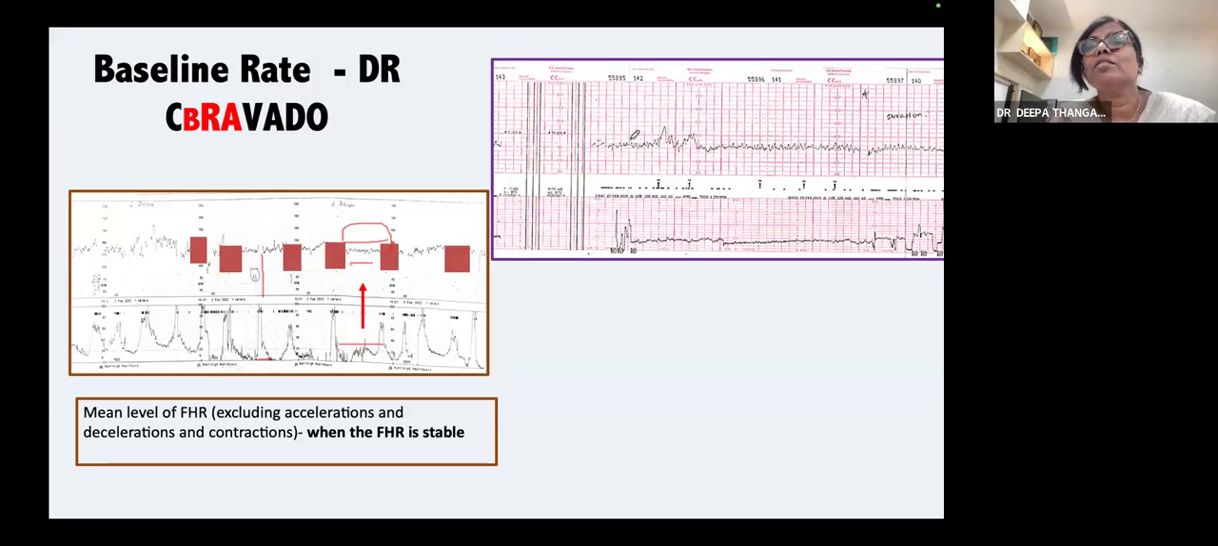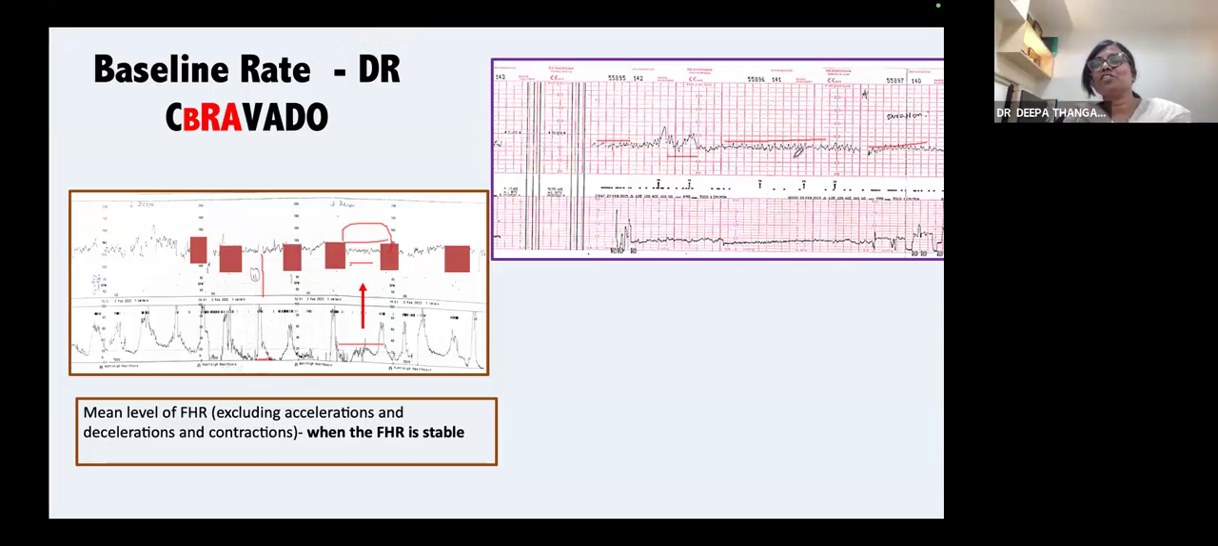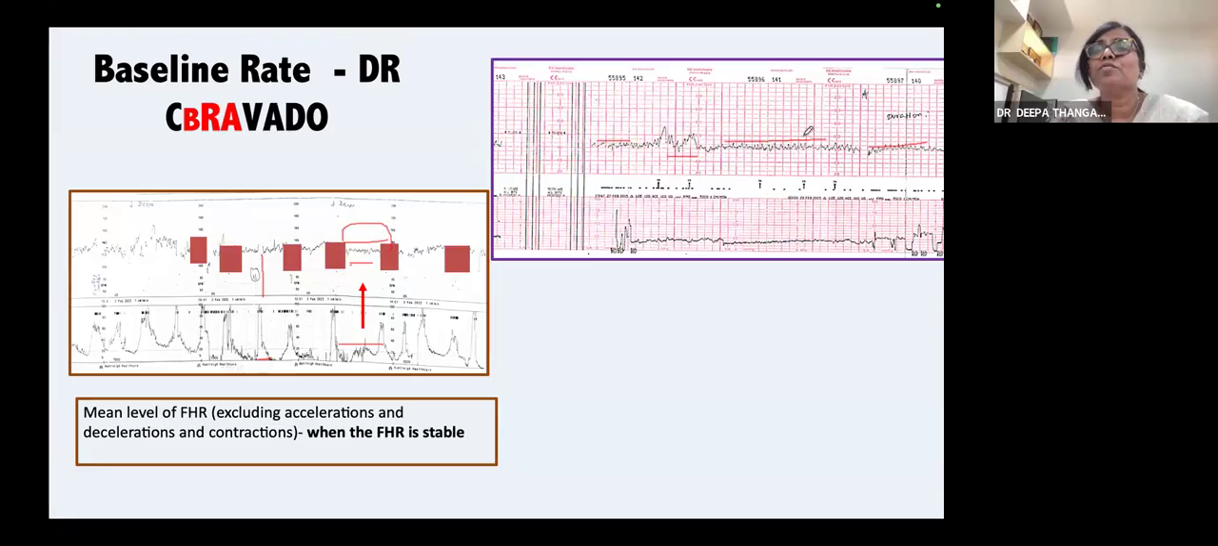So is it normal or not? Can someone answer? Is 90 beats normal? Is this baseline normal? What are you seeing here? No, ma'am. It's not normal. So when you see 90 beats, what does your mind think about? Fetal bradycardia. Fetal bradycardia.